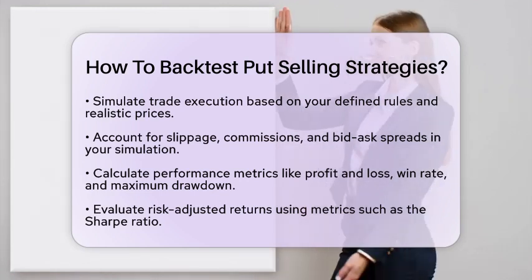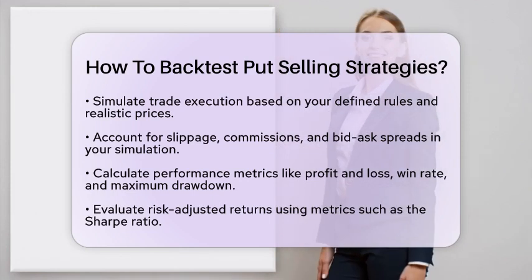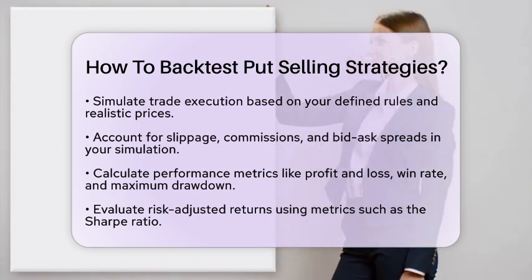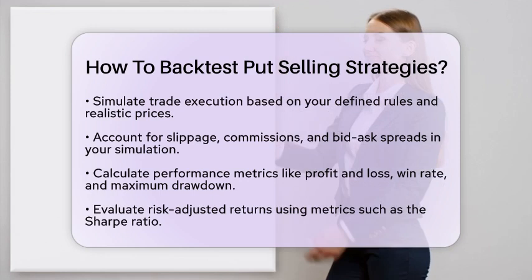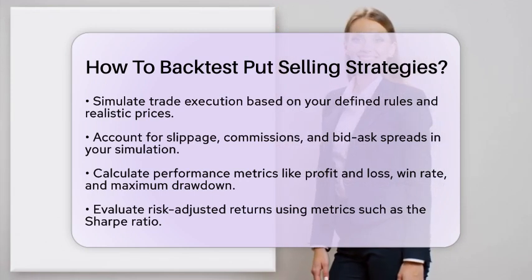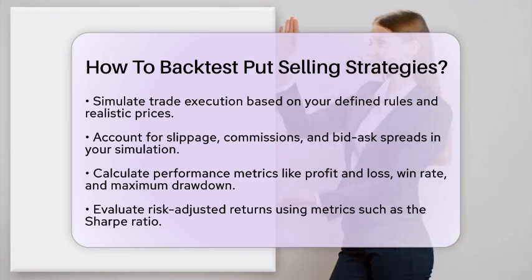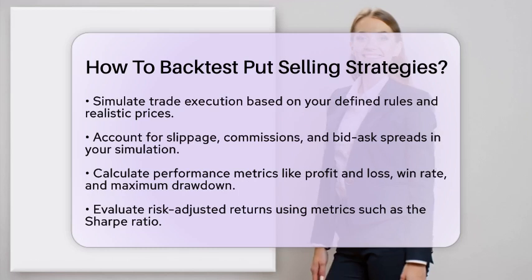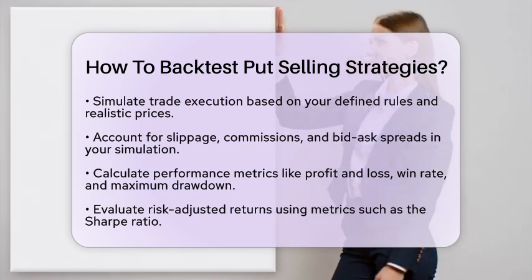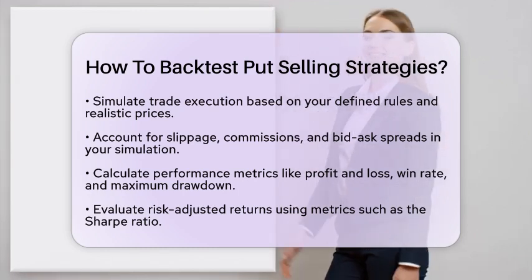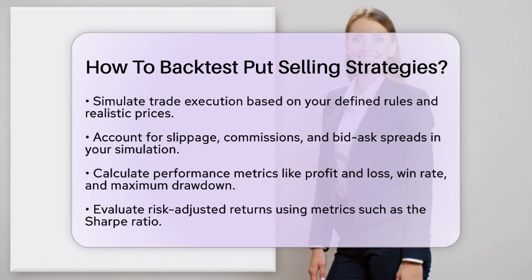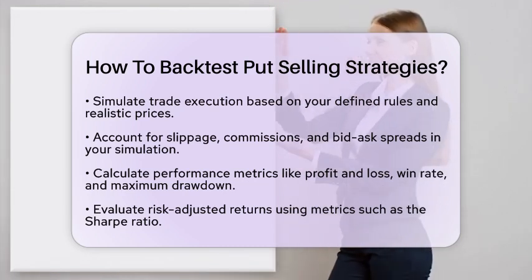After analyzing your results, it's time to adjust your parameters. Review the overall profitability and risk profile of your put selling strategy. Identify any periods of underperformance to understand market conditions where your strategy may struggle. Adjust parameters like strike selection or expiration length to optimize performance.